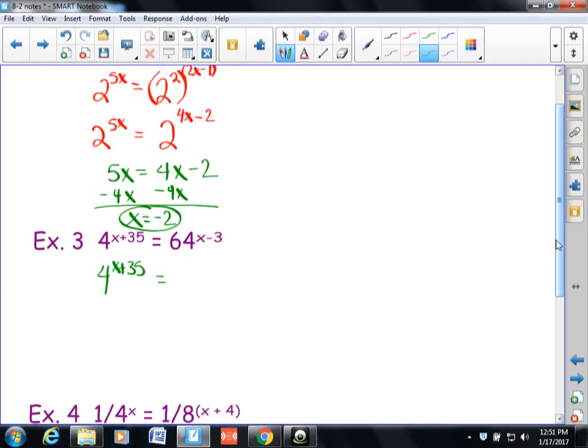And then we'll rewrite the 64 with a base of 4. So that would be 4 raised to the 3rd power, in parentheses, and then that's being raised to the x minus 3. Now we're going to want to simplify that, so raising a power to a power, we'll make sure we multiply. So 4 raised to the x plus 35 equals 4 raised to the 3x minus 9.